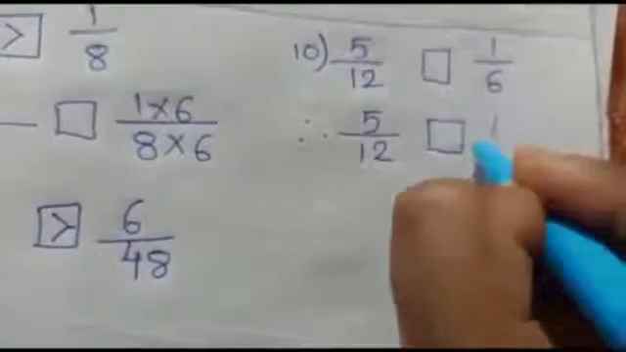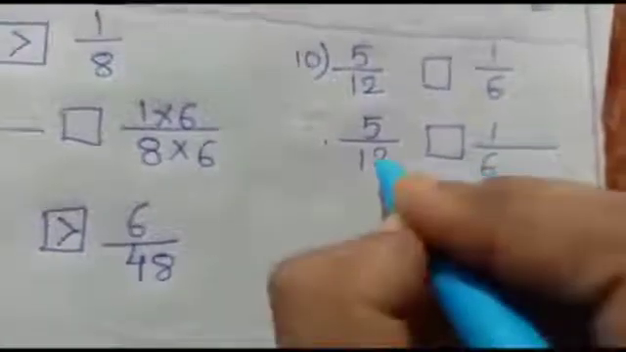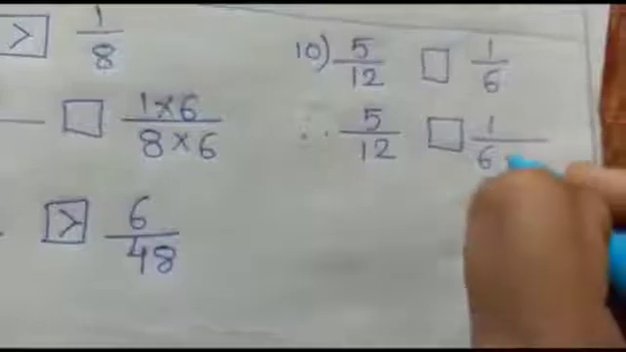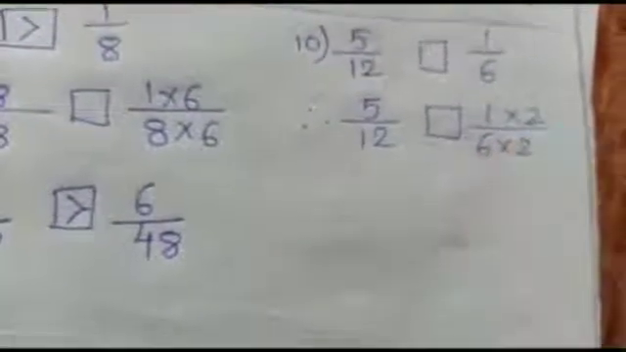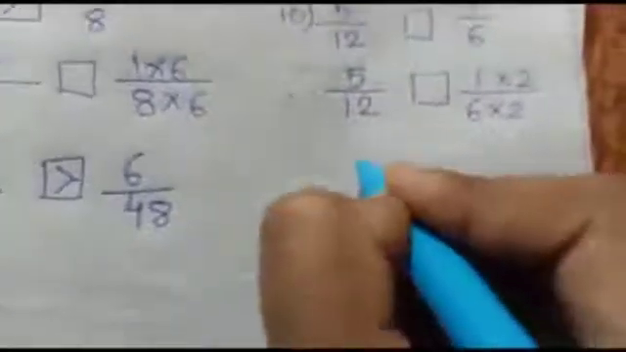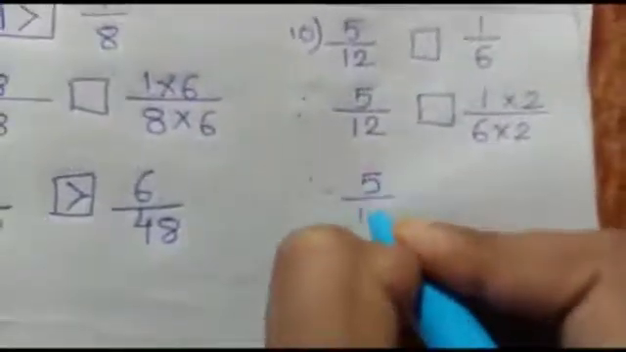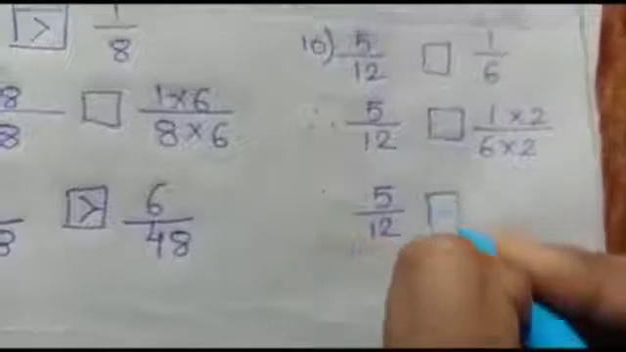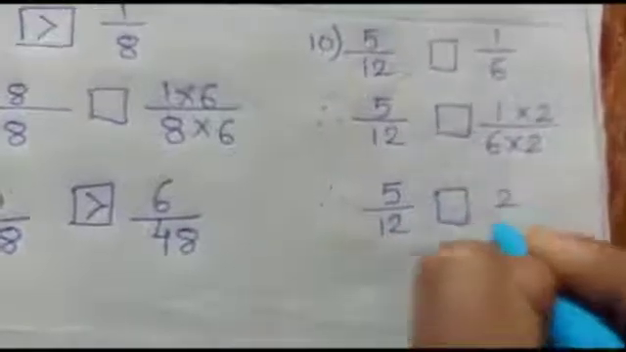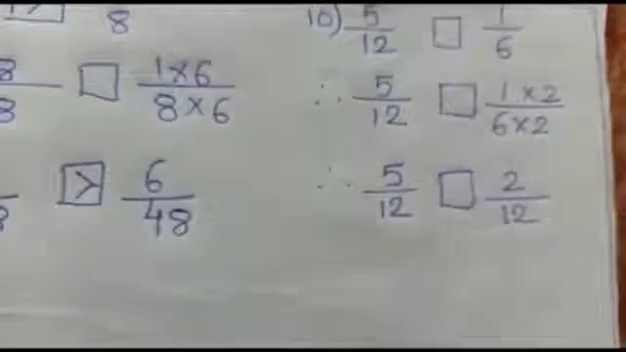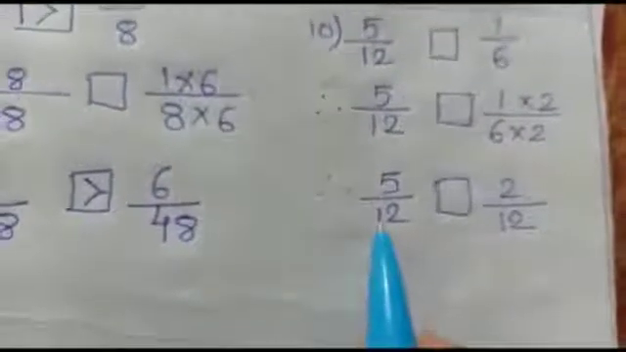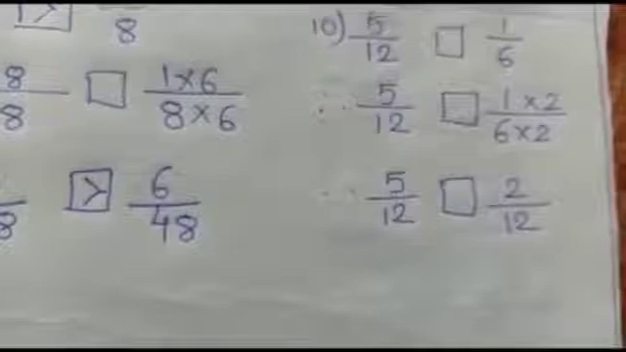Okay, and 1 upon 6. How many 6s are 12? That is 6 twos are 12. So here also multiply by 2. So therefore 5 upon 12, and 1 two is 2, 6 twos are 12. Now students, you got your fractions equal, I mean their denominators are equal. Yes, so those are like fractions.